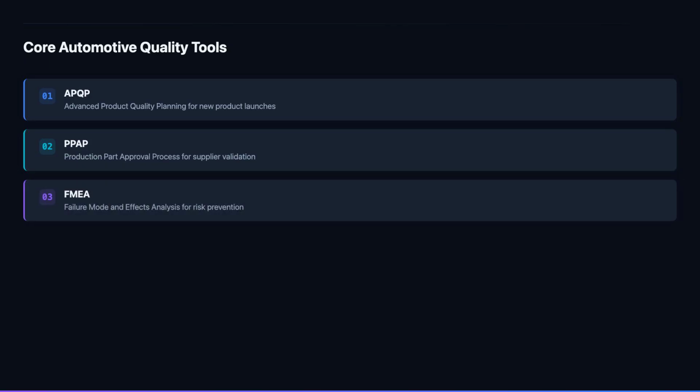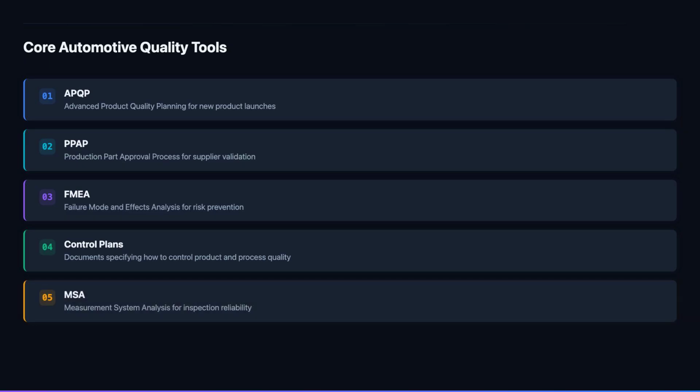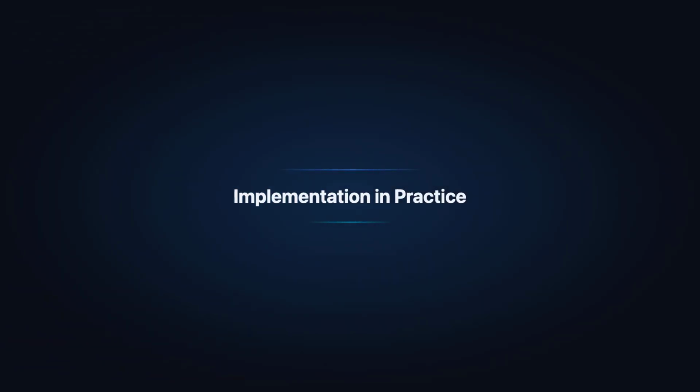FMEA systematically identifies potential failures and prioritizes actions to prevent them before they occur. Control plans define the inspection methods, frequencies, and reaction plans for every critical process characteristic. MSA ensures our measurement systems are accurate and reliable enough to make sound quality decisions. Now let us see how to implement IATF 16949 requirements in a practical, step-by-step approach.